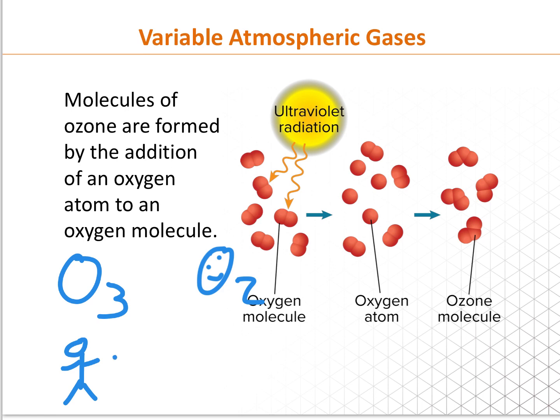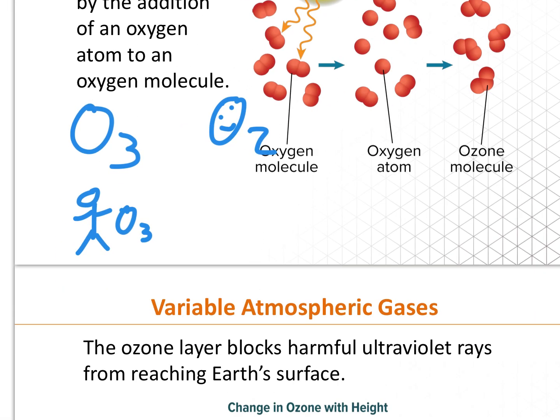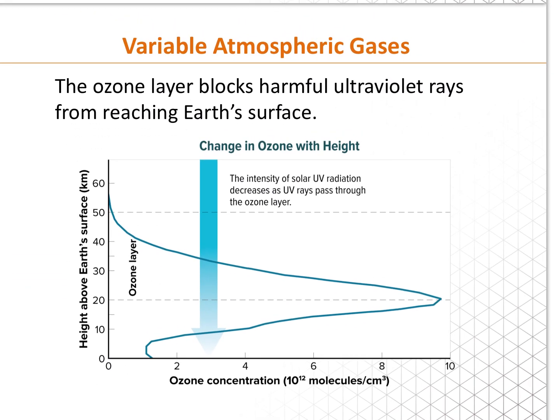We do technically have O3 at Earth's surface, but we call that bad ozone. You don't want to go breathing in ozone, okay? Because our body wants O2, not O3. Again, I can expound on that tomorrow. All right. So, variable atmospheric gases. I'll explain this graphic a little bit more tomorrow, but basically that's showing you where the ozone layer is.